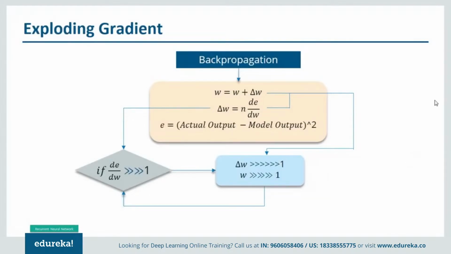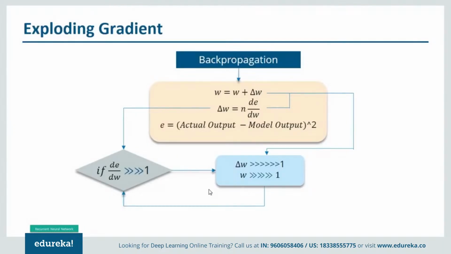Similarly, when I talk about exploding gradient, it is just the opposite of vanishing gradient. So what happens when your gradient dE by dW becomes very large, greater than 1, and you have some long-term dependencies. At that time, your dE by dW will keep on increasing, delta W will become large, and because of that, the new weight that will come will be very different from your old weight. So these two are the problems with backpropagation.